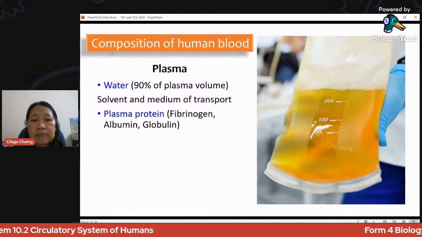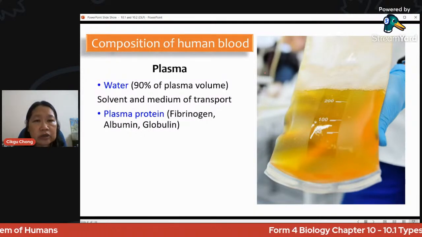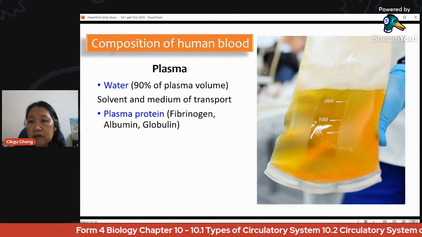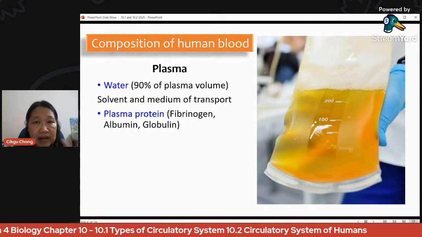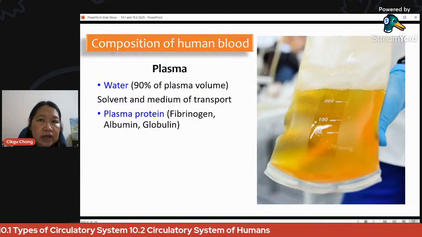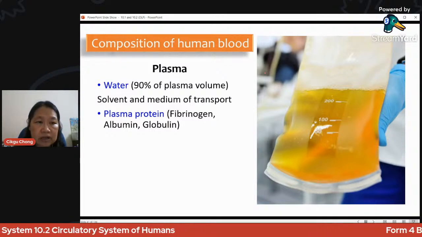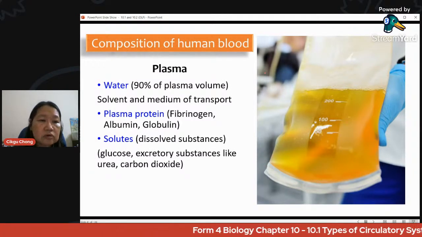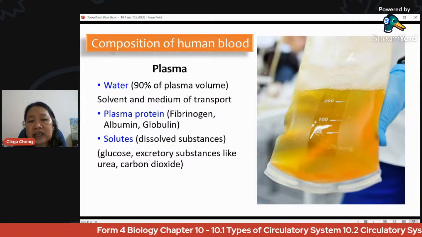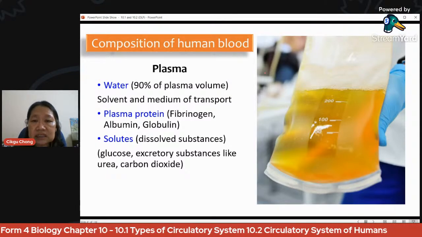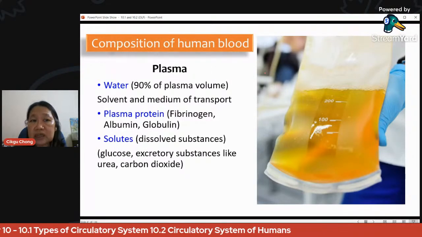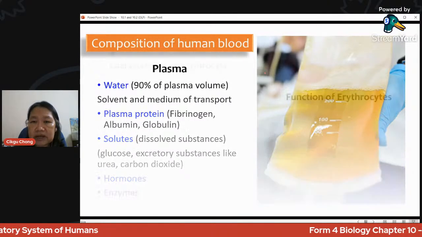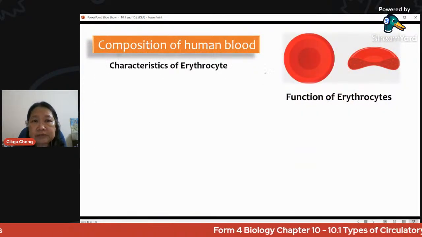Okay. There is plasma protein. This is large molecule protein. They call fibrinogen, albumin, globulin. That's in the plasma of the blood. Okay, these are called plasma protein. They are large molecules. They cannot go through the membrane of the capillaries. Okay, then you have solutes. Solutes are dissolved substances like glucose, urea, and excretory substances like carbon dioxide. All these are things that are already dissolved in the plasma. And you also have hormones and enzymes in the plasma. All right, okay. Now, composition of human blood.